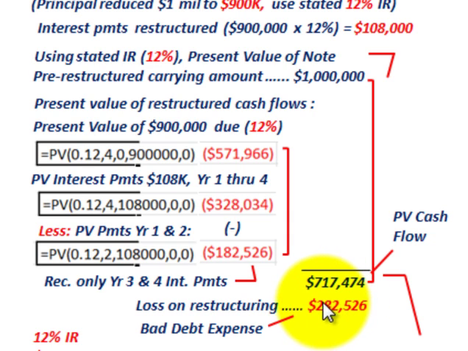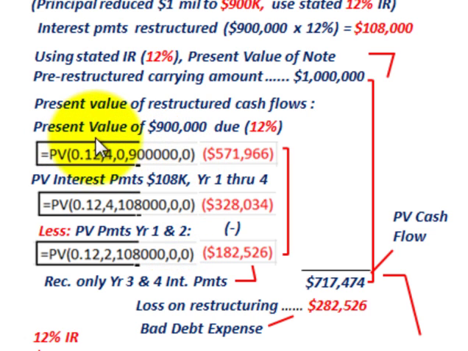per this agreement, and we're going to be looking at it from Bank B, the creditor's perspective. So we start with the pre-restructured carrying amount. That was $1 million. It's being reduced to $900,000, but we look at it from the terms of the original carrying amount of $1 million. Now, what we have to do is determine the present value of the restructured cash flows. And this is where the forgiveness of interest for years 1 and 2 is going to come into play.